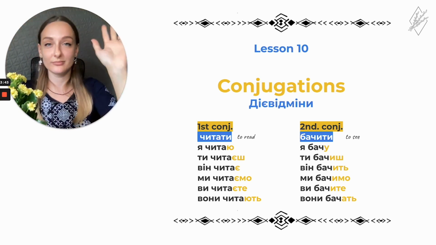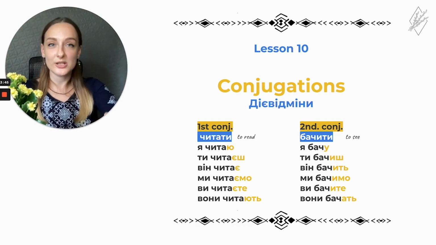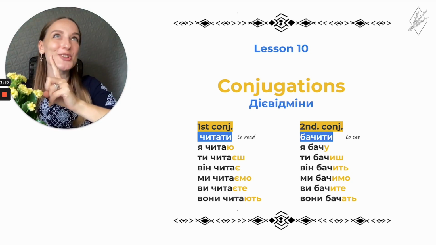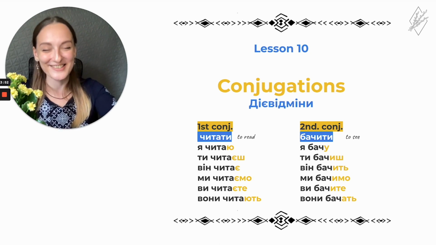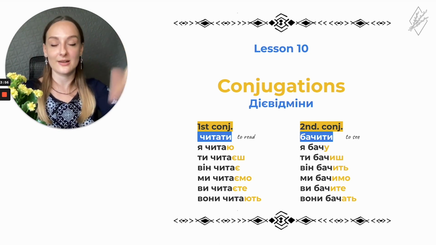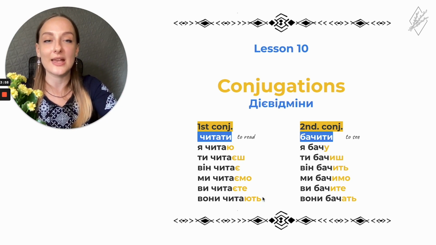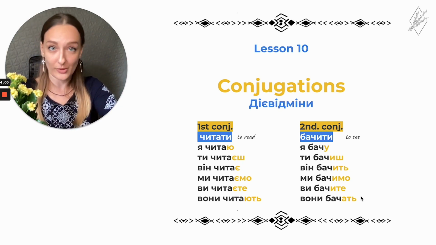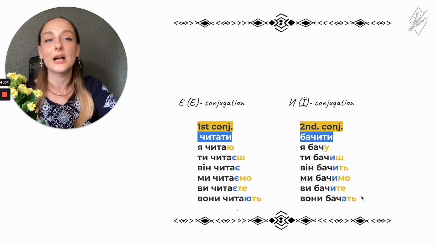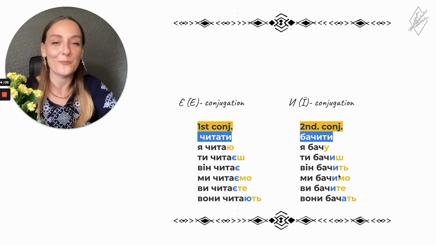So let's go. As you can see, we have 2 conjugations in the Ukrainian language. First and second, right? Читати is first conjugation, бачити is second. As you can see, they have different sets of endings, right? They are kind of similar, but a little bit different. As you can see here, 1 letter difference between them.